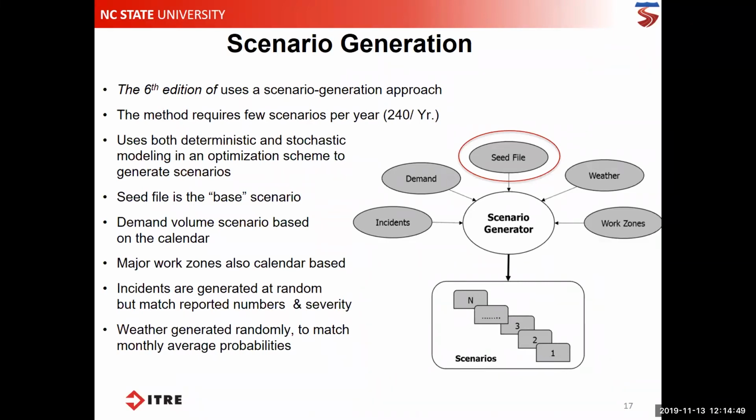When it comes to incidents and weather, we use a combination of deterministic, in the sense that we know whether it's going to snow in Raleigh or snow in Buffalo, New York. So we do have some weather probability for a number of cities around the country, but individually assigning them to scenarios is done in a random fashion. And similar things happen with incidents as well. So once we incorporate all of these effects, we generate the scenario and we generate the travel times.